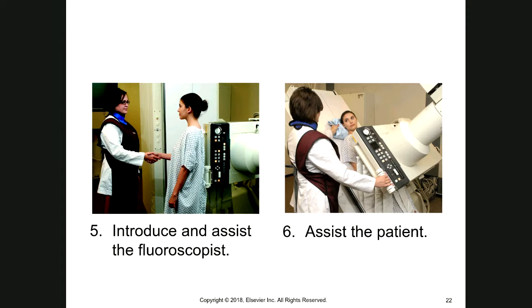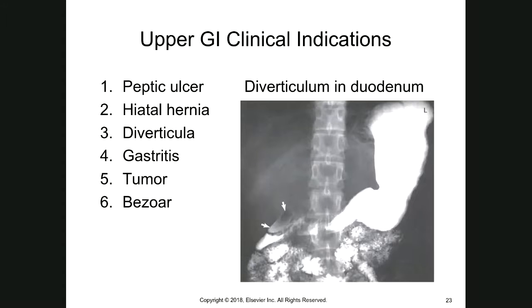Why do we do an upper GI? Some of the indications for an upper GI would be if the patient had a peptic ulcer or a hiatal hernia, or maybe they have diverticulum, gastritis, and inflammation of the stomach. They might have a tumor. They might have a bezoar.